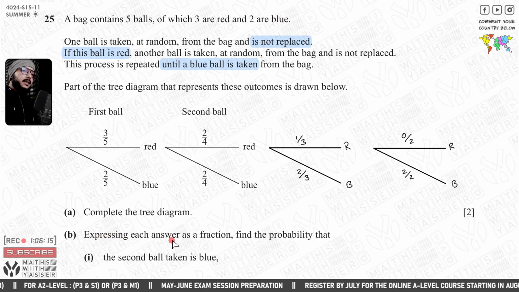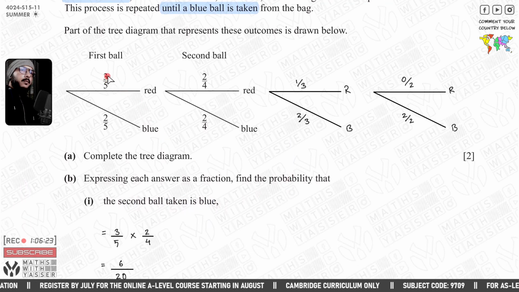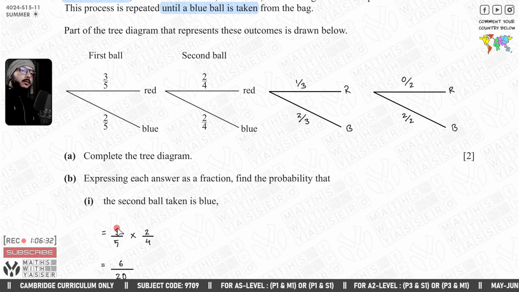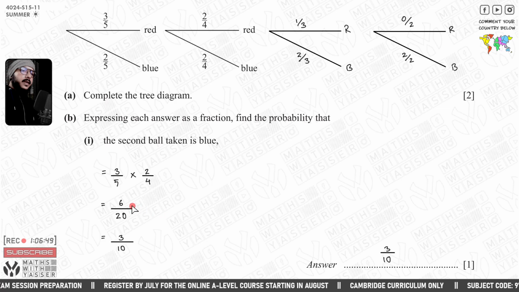Then it says, expressing each answer as a fraction, find the probability that the second ball taken is blue. So first you get to choose red, or else you won't be able to go to the second choice. So that means the events are followed by each other, of course. So it will be 3/5. Then you get to choose the blue ball. So this 2/4 is basically this. After multiplying, you get 6/20, which can be simplified to 3/10 if you divide both the numerator and denominator by 2.